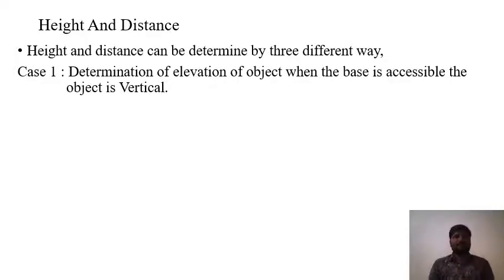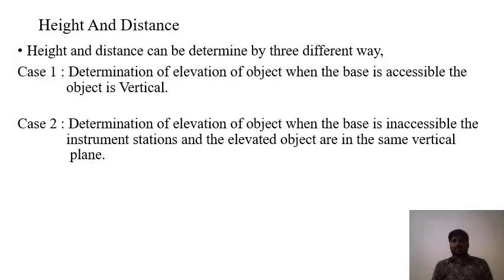The first case is determining the elevation of the object when the base is accessible, and the object is vertical. What it says is the base is accessible, it can be easily seen by the observer, and it is in a vertical plane. So this is case number one. We will talk about it later in brief.